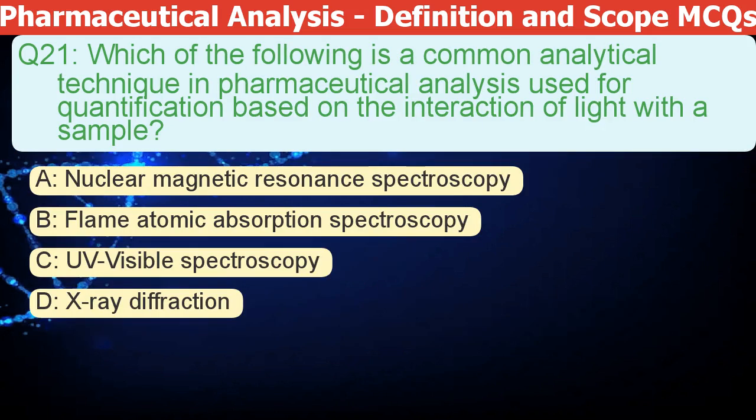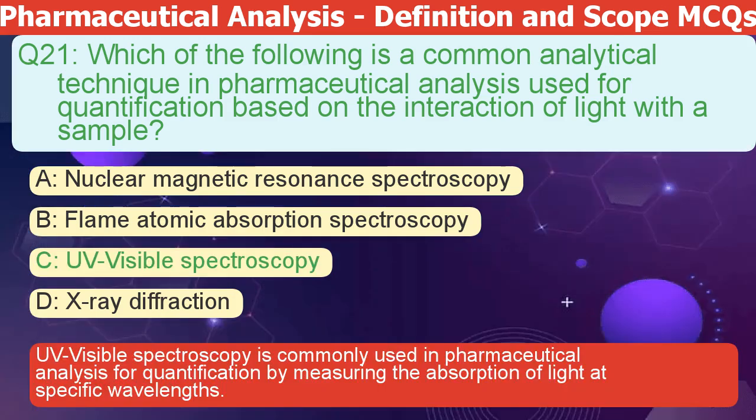Which of the following is a common analytical technique in pharmaceutical analysis used for quantification based on the interaction of light with a sample? A. Nuclear magnetic resonance spectroscopy. B. Flame atomic absorption spectroscopy. C. UV-visible spectroscopy. D. X-ray diffraction. The correct answer is C. UV-visible spectroscopy is commonly used in pharmaceutical analysis for quantification by measuring the absorption of light at specific wavelengths.